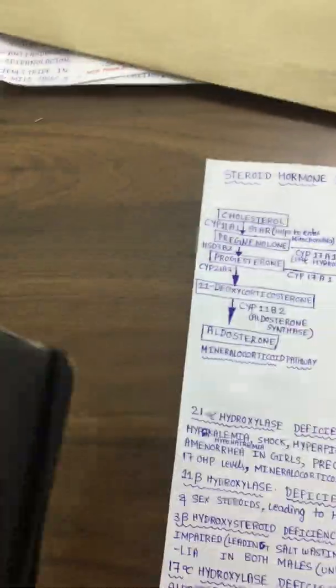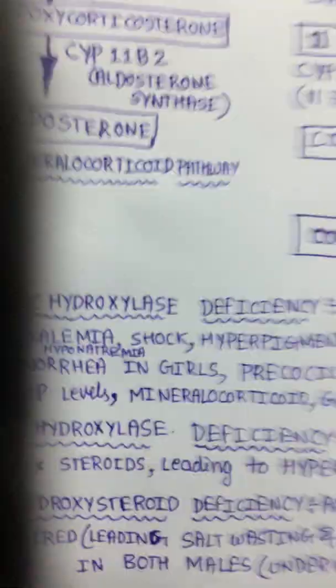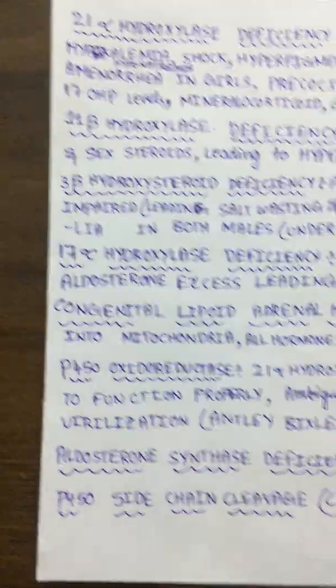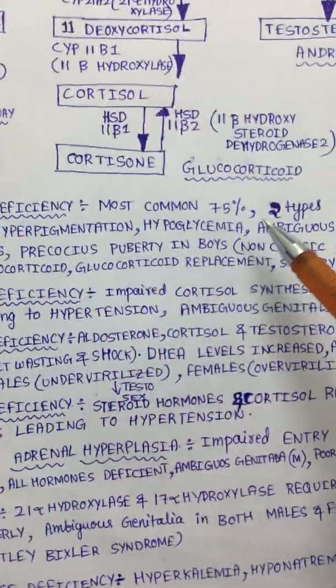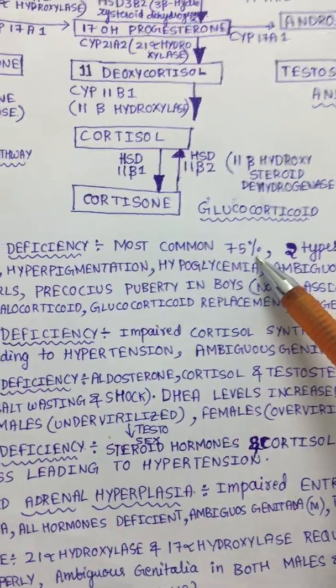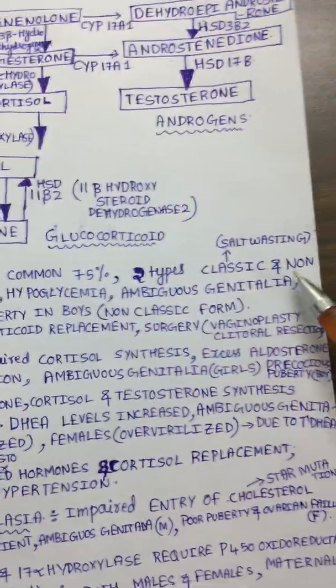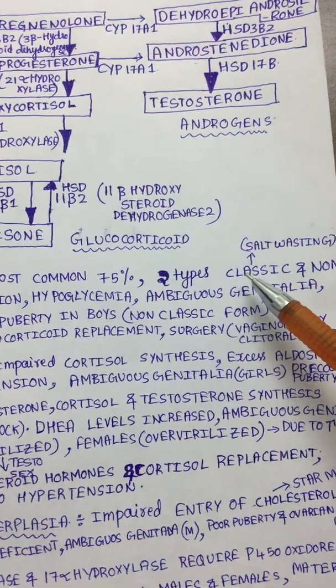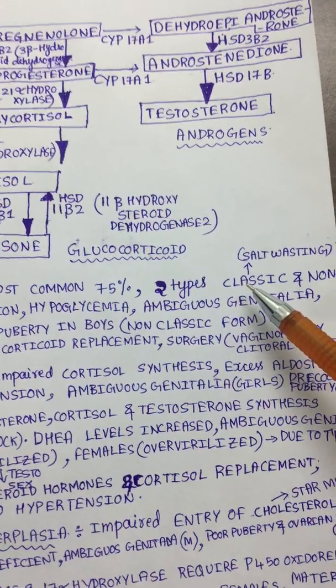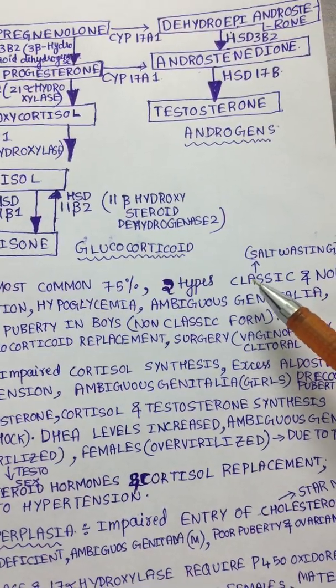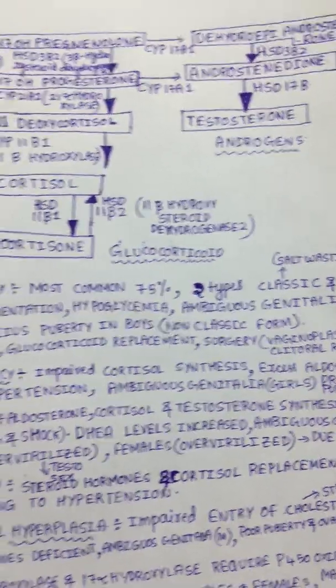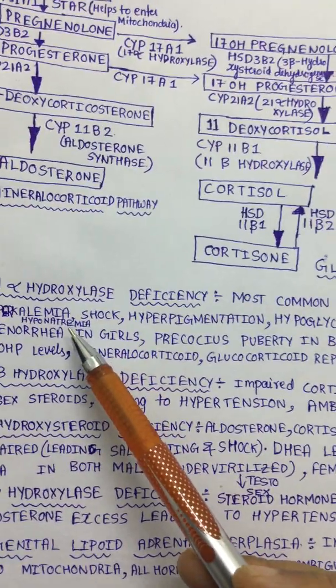This is the most common form of congenital adrenal hyperplasia, at 75%. There are two types, classic and non-classic. Classic is the salt wasting form, which presents immediately in the newborn period. This is the very dangerous form. The non-classic form presents at the time of puberty.